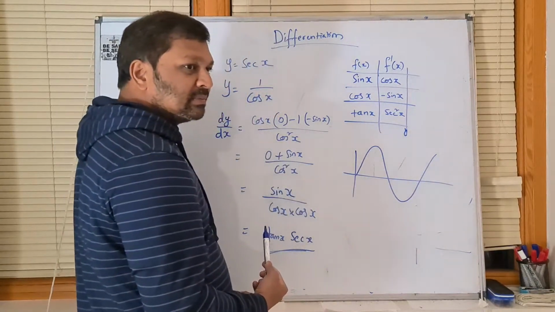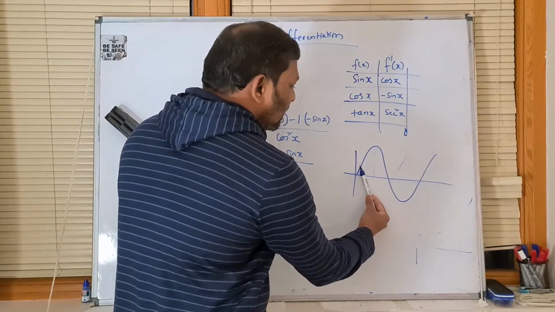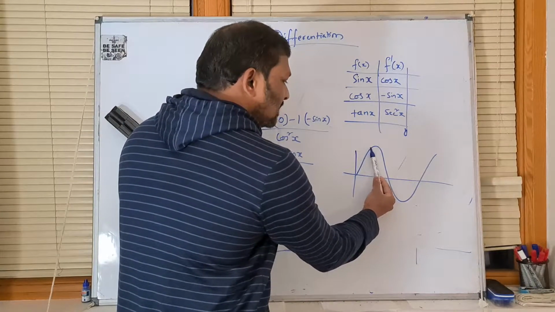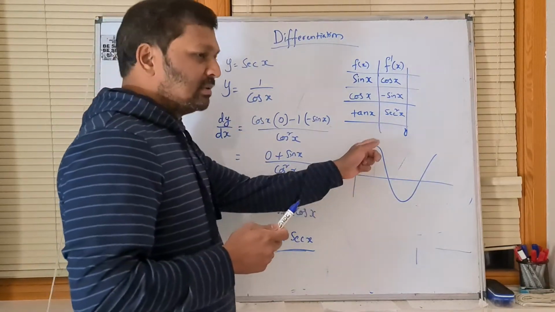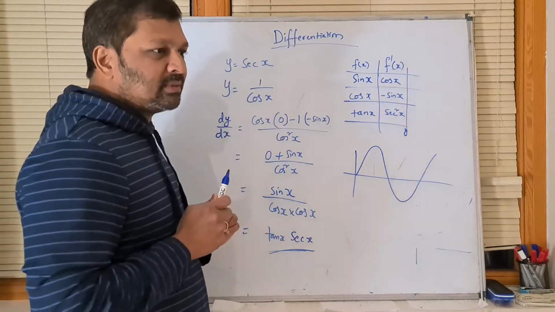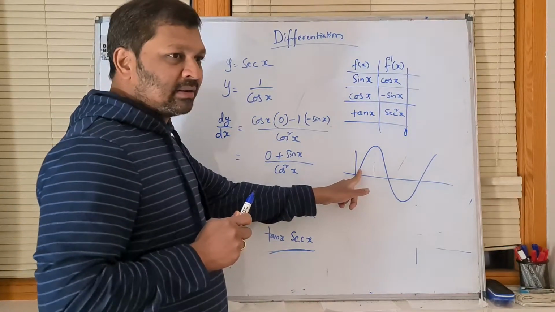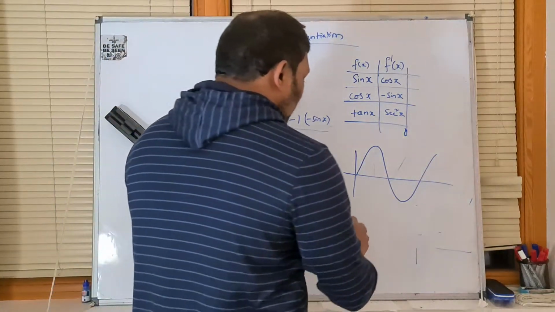Where is the highest? Initially the slope is very high, and after that it is rising, but the rate at which it is rising slows down, and eventually the slope has become 0. The slope is high here, and here.